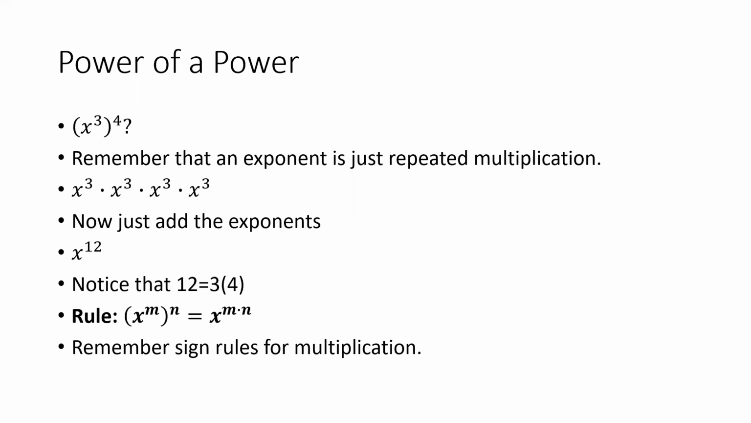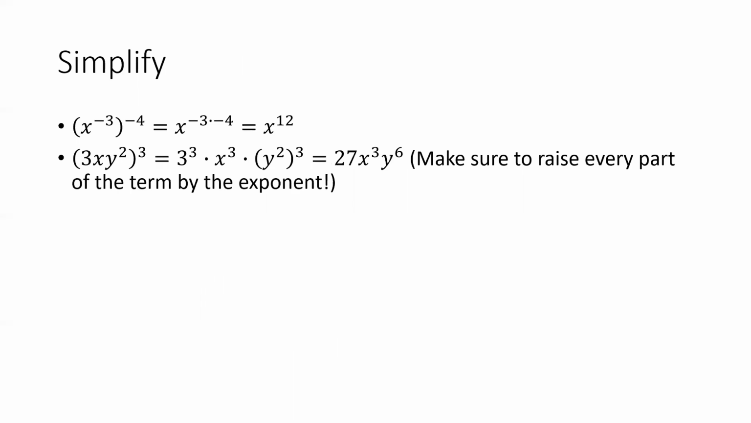It works even if you have negatives. So remember sign rules for multiplication. So here's a couple of problems here. x to the negative 3 to the negative 4. Multiply the exponents. Negative 3 times negative 4 is positive 12, so x to the 12th.